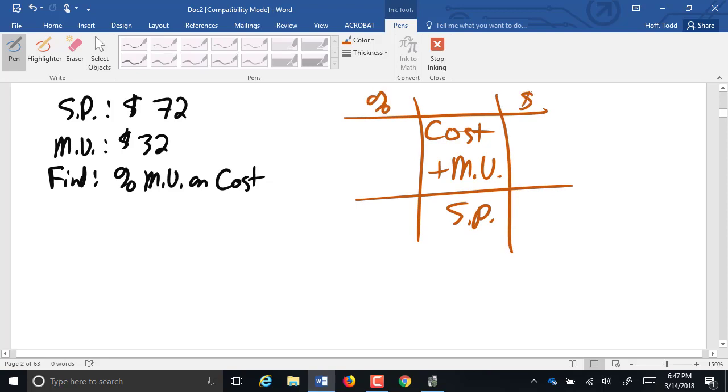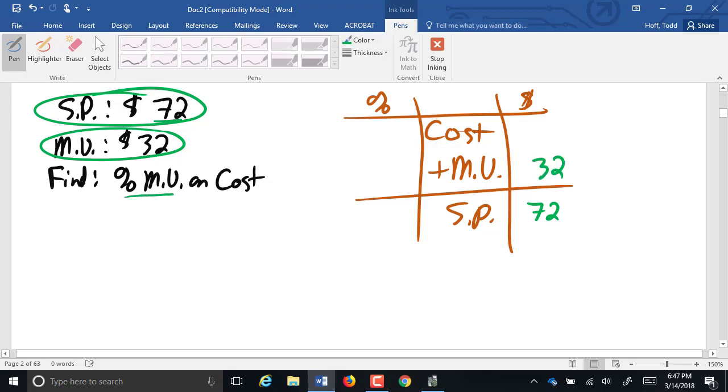Okay, so cost plus markup equals selling price. Selling price, $72. That's going to go on the selling price. Markup is $32. That goes on the markup, not on the cost. Now we're looking for the percent markup, but it is a percent markup on cost, which means 100 goes on the cost.